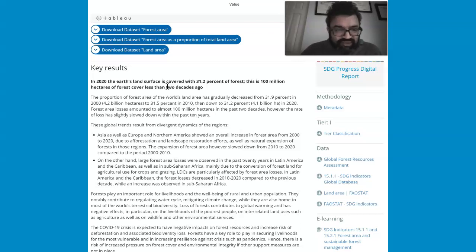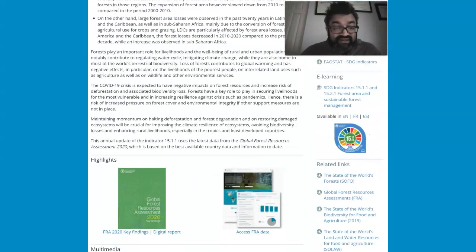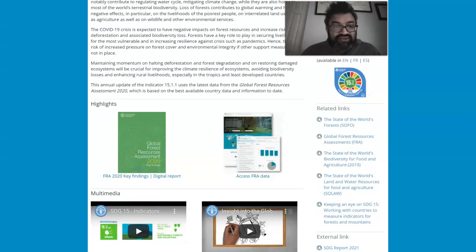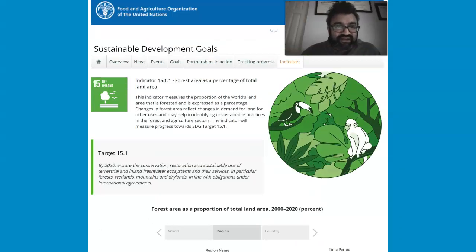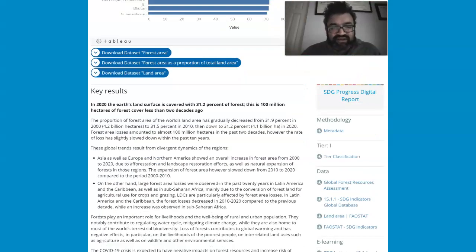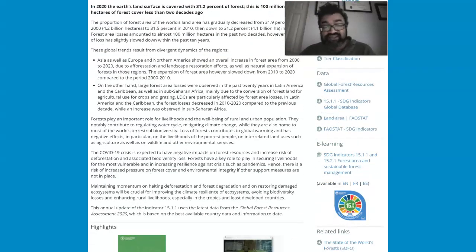And of course, forests play an important role for livelihoods and the well-being of rural and urban populations, contributing to regulating the water cycle, mitigating climate change, and also being home to the world's terrestrial biodiversity. Of course, COVID-19 has had negative impacts as well. But if you're interested in land related issues and sustainable development goals, then go over this, especially as I've only scratched the surface.